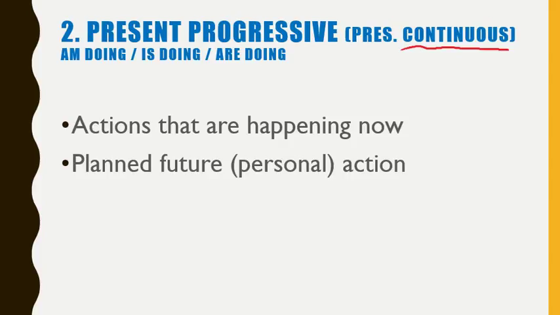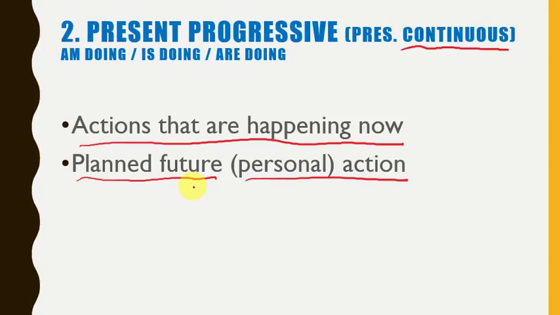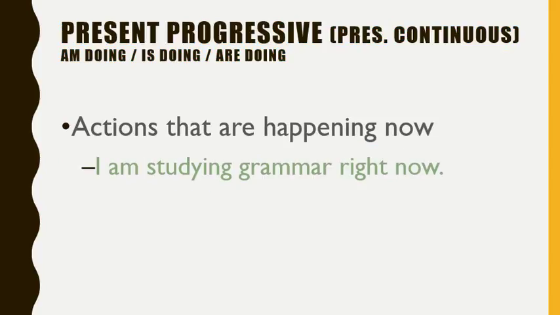So something that is happening right now, at this moment as I'm speaking, is going to be used with this tense. Actions that are happening right now, or it could be a planned future action that is personal in nature. Okay, kind of like the train schedule, but if you're talking about something personal. So let's look at an example. Actions that are happening now, such as I am studying grammar right now.